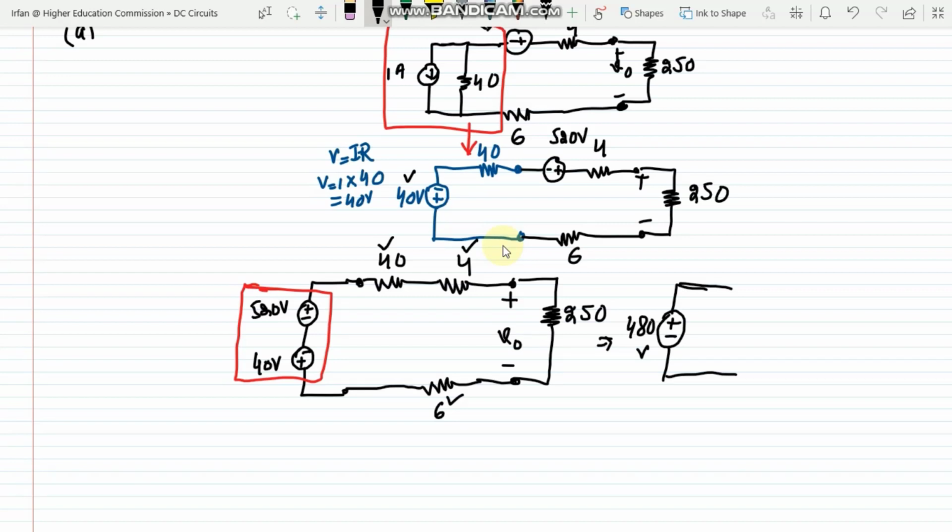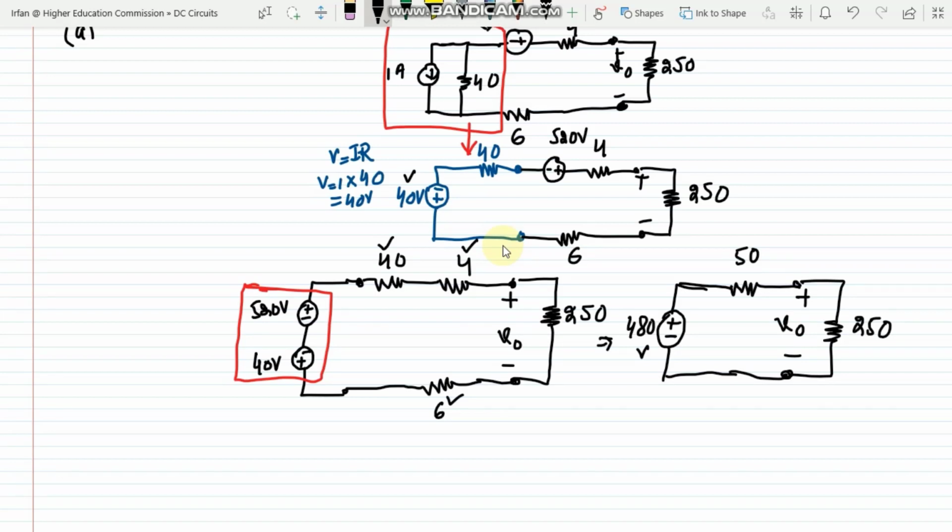So now adding them, 44 and 6, we will get here 50 ohm, and similarly 250 ohm resistor here. Okay, so now this is the voltage.